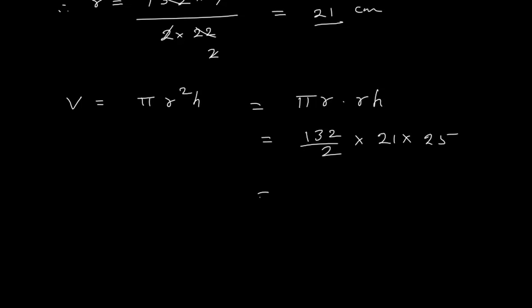Okay. Now this I can cancel. 2 6s are 12, so 66 multiplied by 21 multiplied by 25. Now 25, I will multiply with this 66. 25 6s are 150. Then 15 is remaining. 150 plus 15 is 165. So this is 165 into 21.